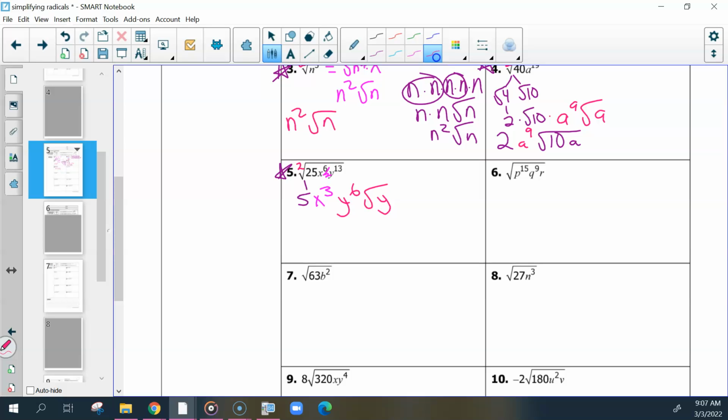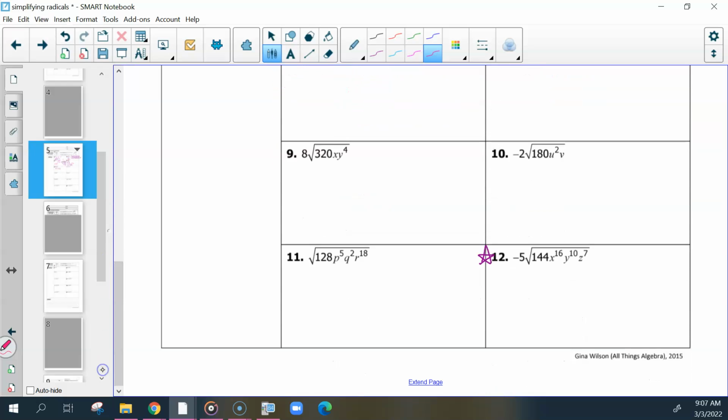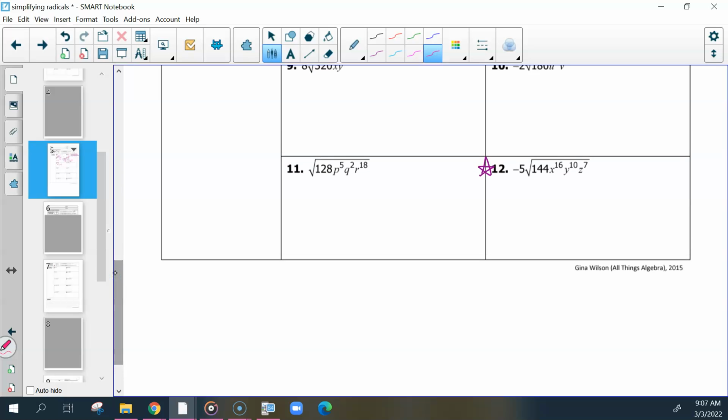What questions do we have on this one? We're going to do one more together, and then I'm going to let you try some on your own. There's a lot, but we're going to break it down step by step. So number 12. We have a number on the outside. Let's go ahead and bring that down first.